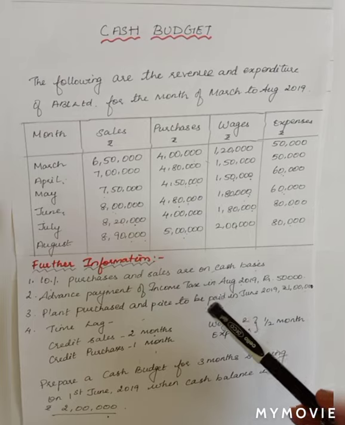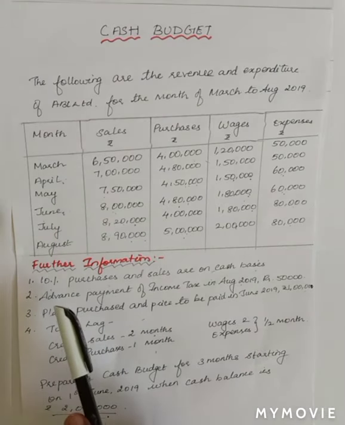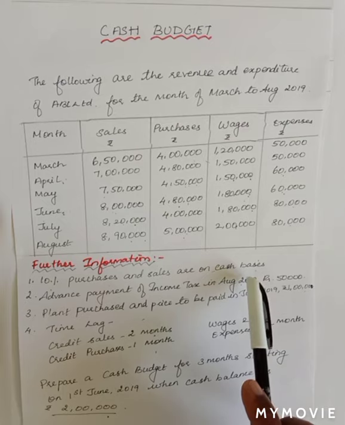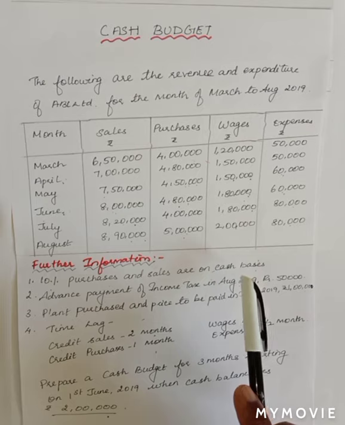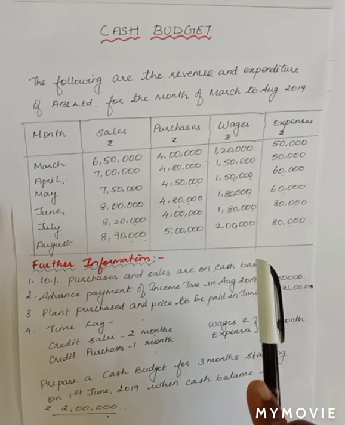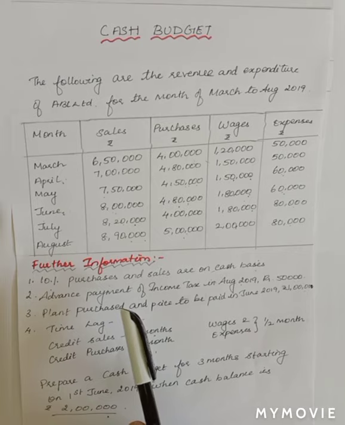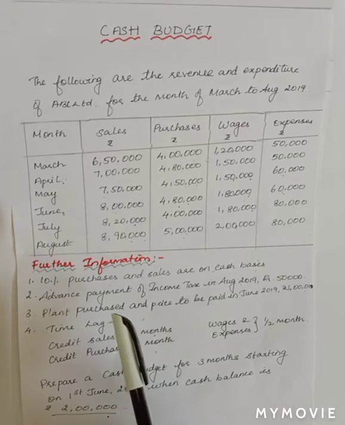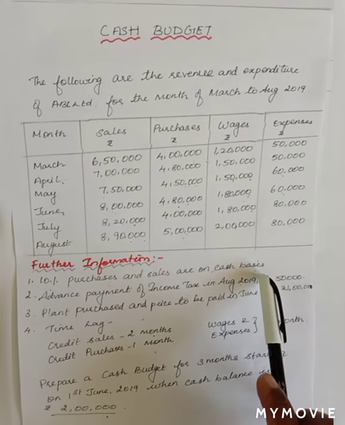Now we can see the information. You can see that 10% of purchases and sales are on cash basis, which means that, for example, if it is sales, only 10% you will receive on the date of sale, and the balance of 90% will be received during the credit period allowed. Likewise, if it is purchases, you should pay 10% on that date and the balance in the credit period allowed by your suppliers. That is what the first statement says.